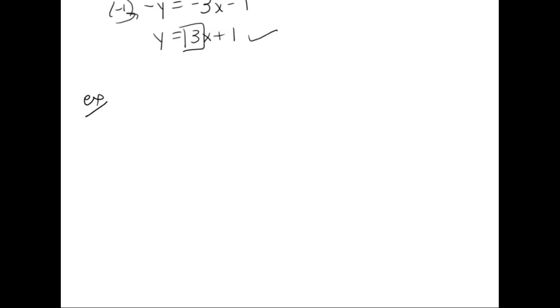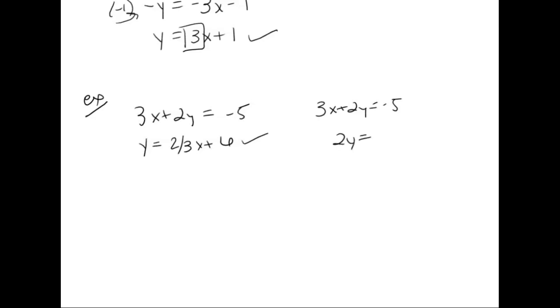What if I have 3x plus 2y equals -5? And then what if I have y equals 2/3 x plus 6? Are they parallel, perpendicular, or neither? All right, in order to be able to evaluate that, we need intercept form. This one is already in intercept form, so that makes my life easy. But the first one is not, so let's rearrange it. We're going to subtract 3x from both sides. 2y equals -3x minus 5. Then we're going to divide by 2. y equals -3/2 x minus 5/2.